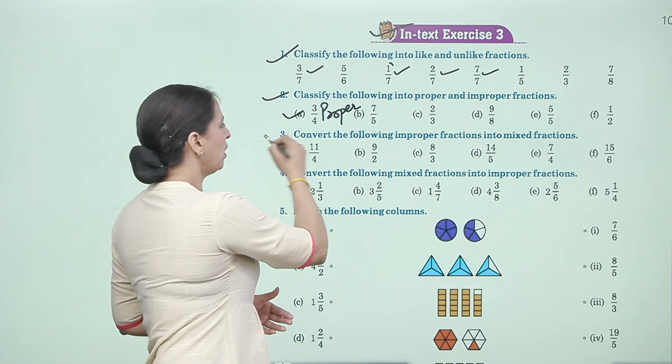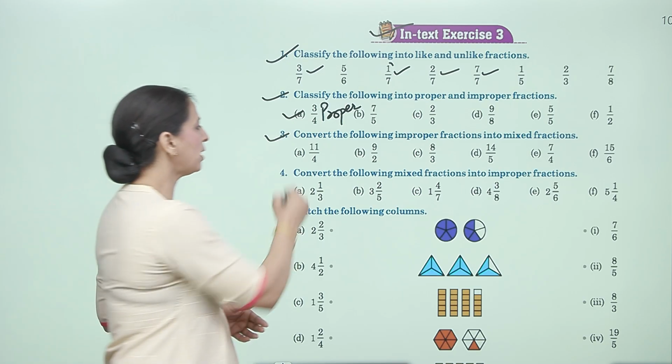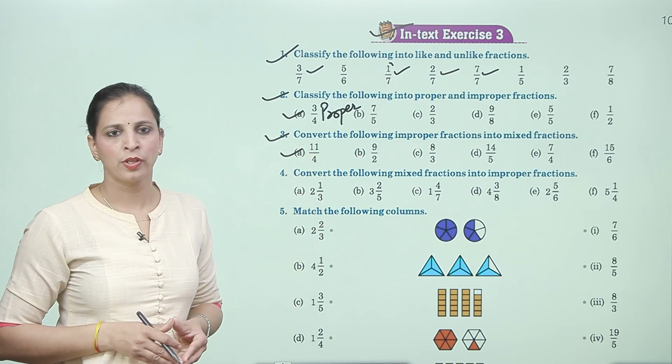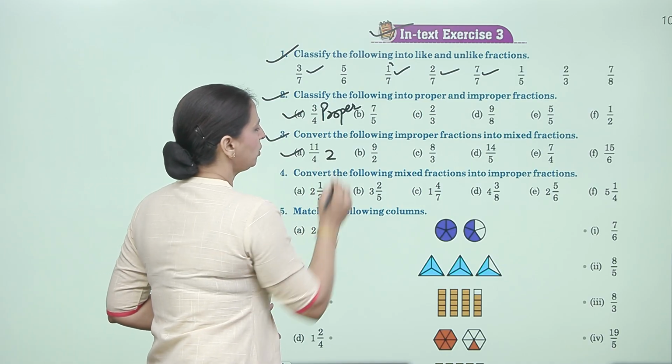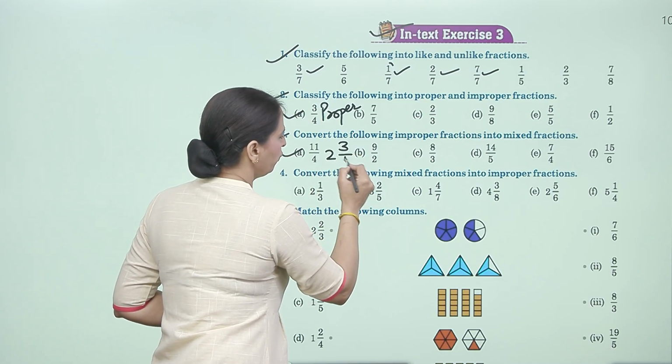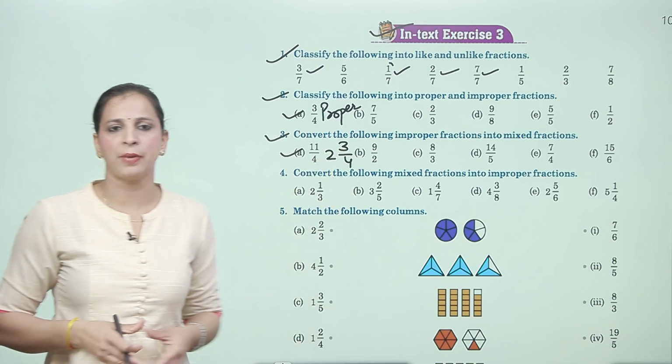Now third is convert the following improper fractions into mixed fraction. Now A part 11 by 4. 4 2s are 8 and 3 is remainder upon 4. 2 and 3 by 4. 4 2s are 8. 8 plus 3 is 11 by 4.